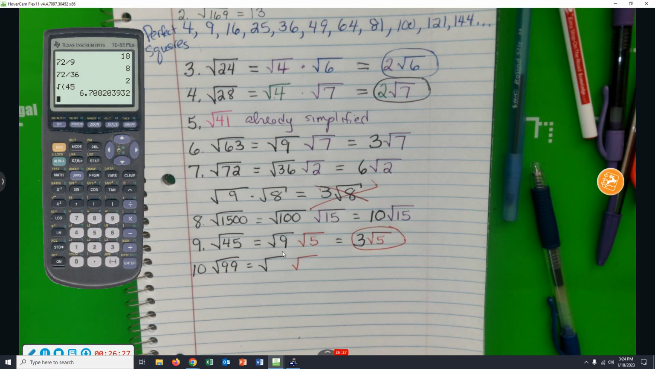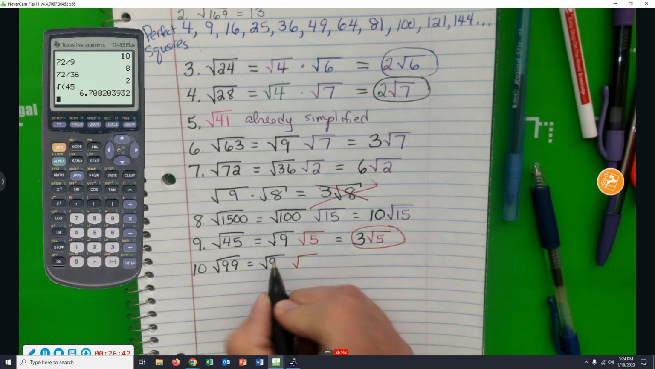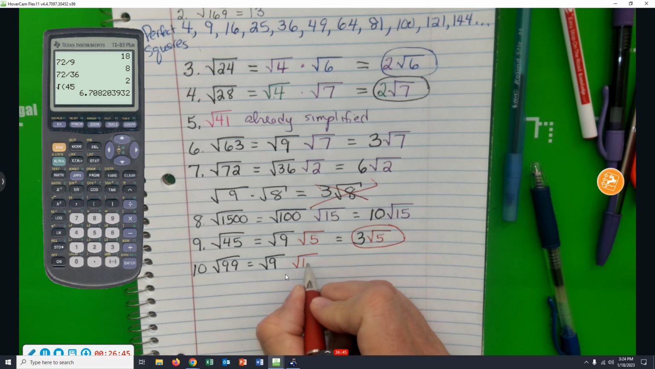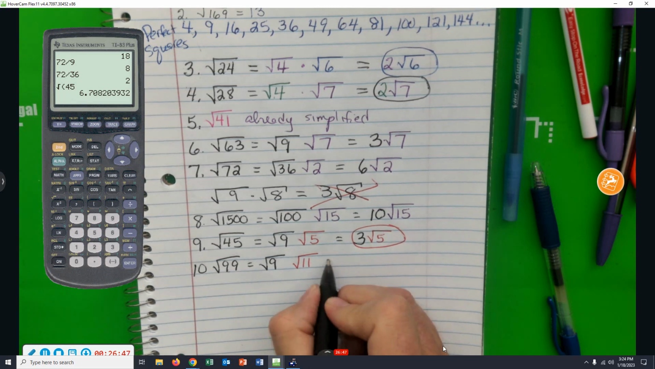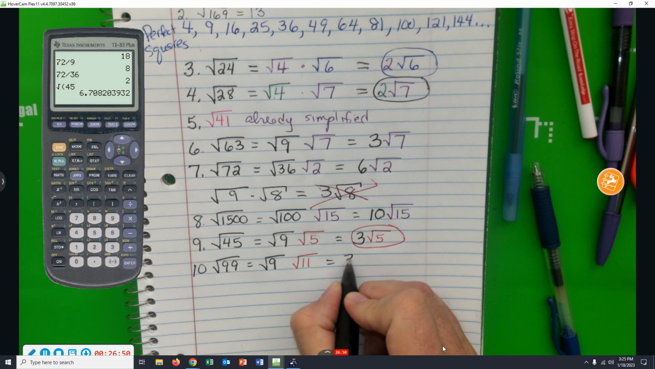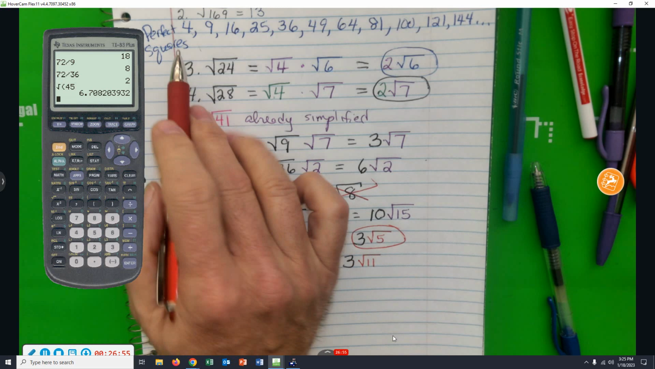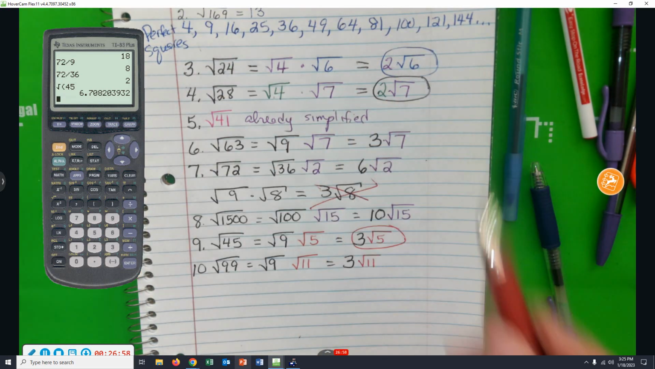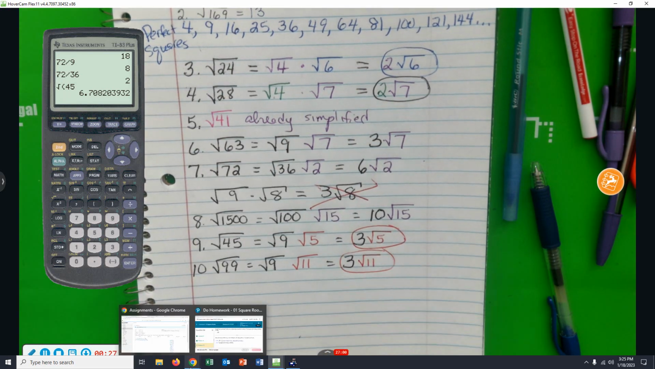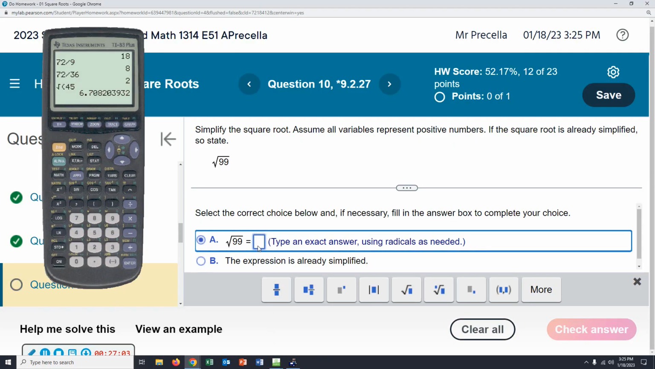Okay, square root of 99. What perfect square divides evenly into 99? 4, 9, 16, 25, 36, 49, 64 are certainly too big. One of them stands out. One should be obvious: 9. Nine times 11. The square root of 9 becomes a 3. And we know we're correct because no perfect square divides into 11. Okay, so just 3 square root of 11.